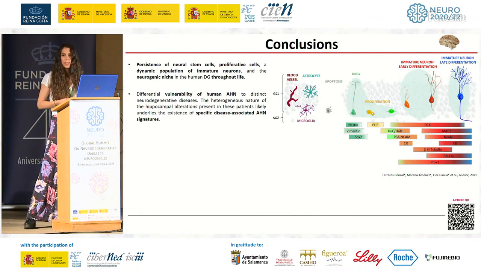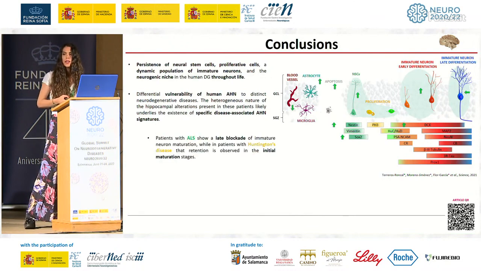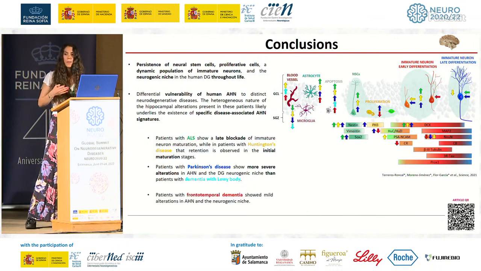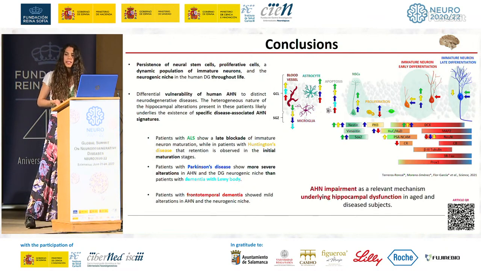hippocampal neurogenesis signatures. In patients with ALS, we can see a late blockade of immature neuron maturation, while in patients with Huntington's disease, that retention is observed in the initial stages. In patients with Parkinson's disease, we can observe more severe alterations in adult hippocampal neurogenesis and the neurogenic niche than in patients with dementia with Lewy bodies. And in patients with frontotemporal dementia, we can observe a mild alteration in adult hippocampal neurogenesis and the neurogenic niche. So, our data suggest adult hippocampal neurogenesis impairment as a relevant mechanism underlying hippocampal dysfunction in aged and disease subjects.